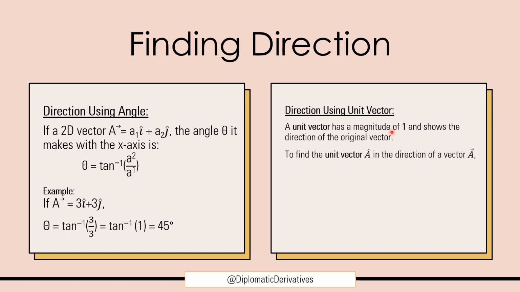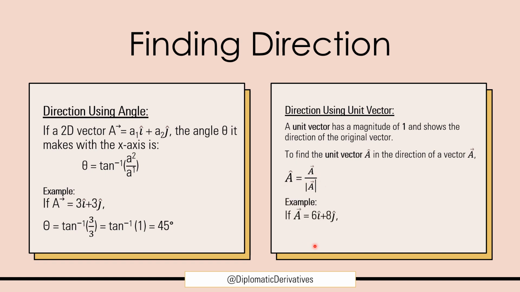So how do you do that? To find the unit vector in the direction of the vector A, for any vector A, the unit vector will be A with this symbol on the top, right? A hat on the top. That formula is vector A divided by magnitude of A. So to find the unit vector, first you have to find the magnitude of A, then you will divide vector A by the magnitude. That will be your unit vector.